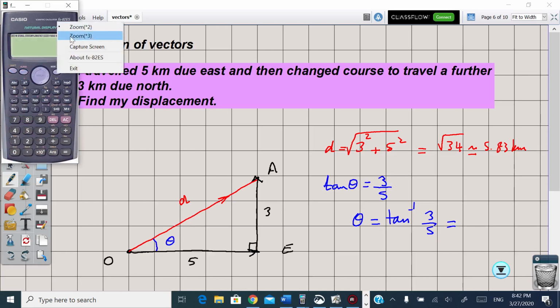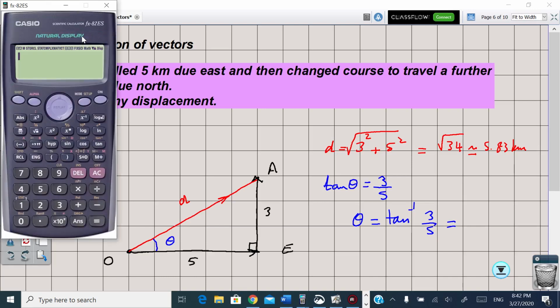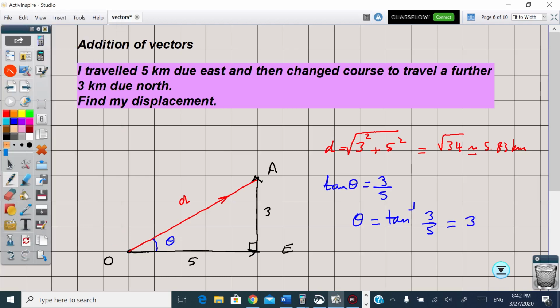theta is tan inverse of 3 over 5, and this is, let's make this a little bigger. Shift tan of 0.6, which is 3 over 5, and that gives us, say, 31 degrees to the nearest degree. That means that my displacement is 5.83 kilometers at 31 degrees north of east.